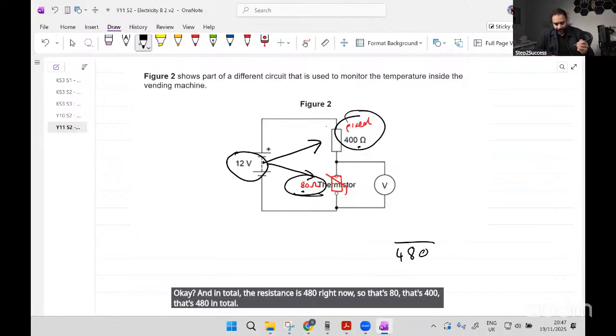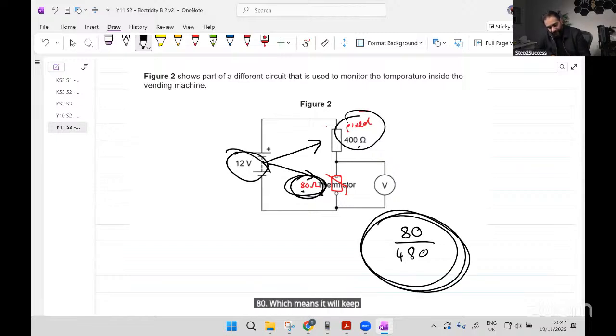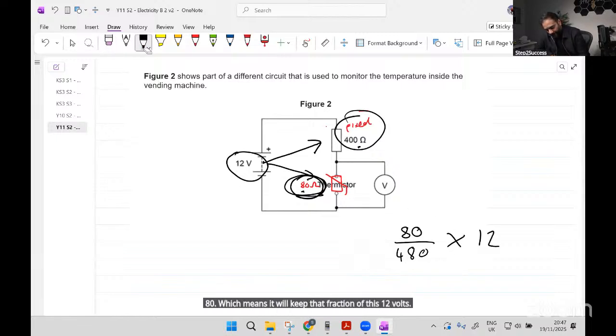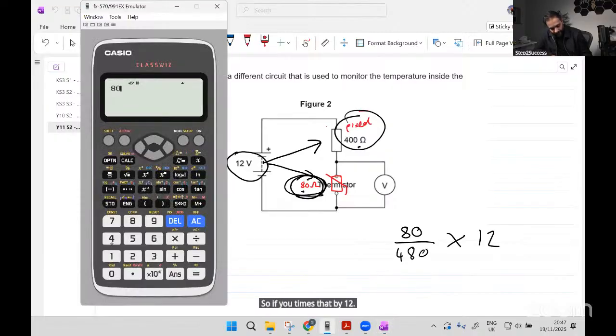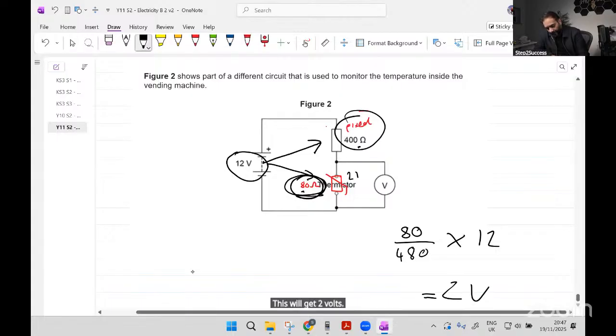Out of that 480, how much is coming from the thermistor? 80, which means it will keep that fraction of this 12 volts. So if you times that by 12, this will get 2 volts of that 12, and this will get the other 10. That's all 5 marks.